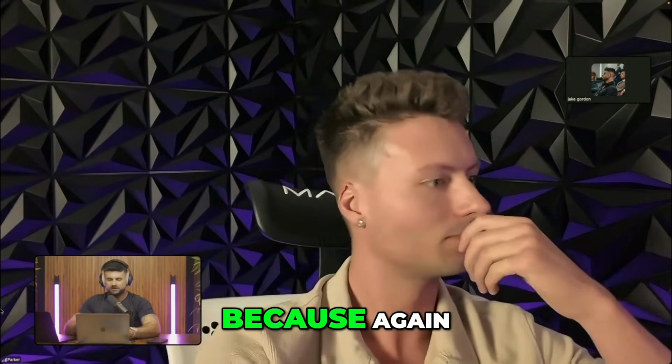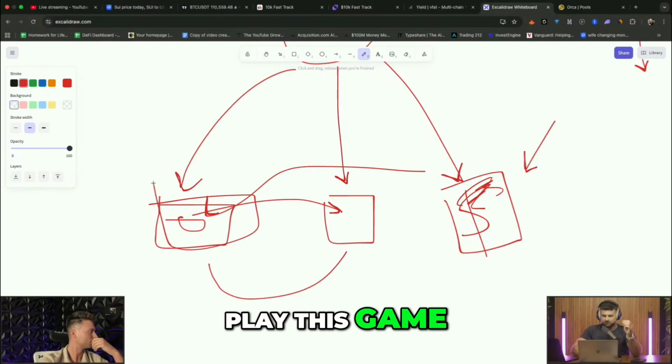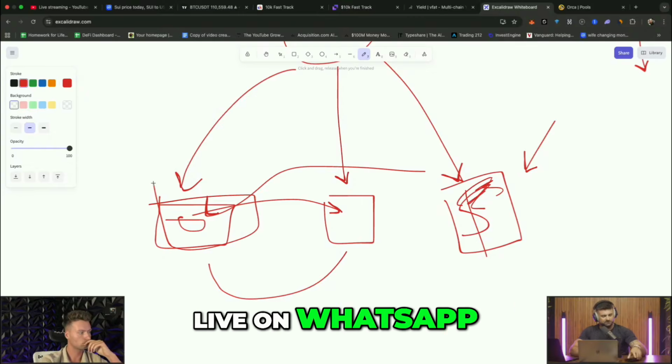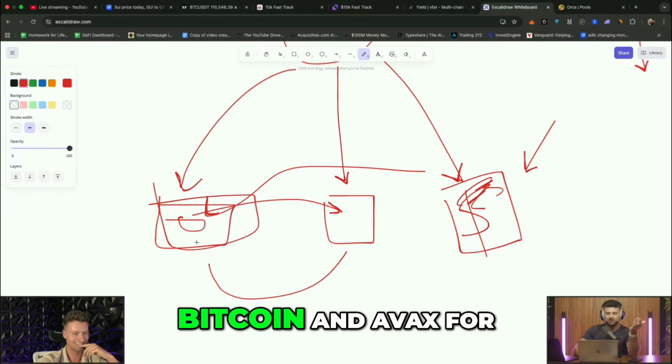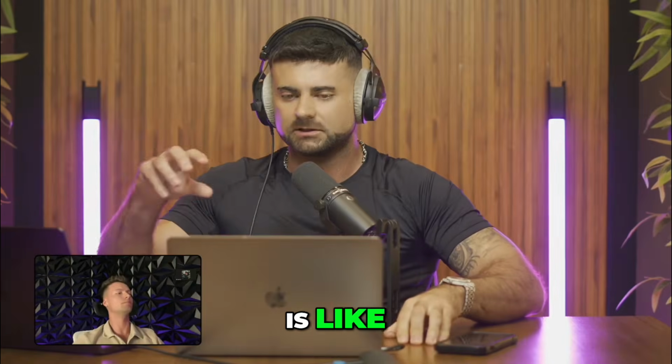You know why it gets better? Because if you come back to what we drew here and you decide to play this game, delaying gratification, so many people are texting me saying they can watch me live on WhatsApp. Basically, you have more Bitcoin AVAX for the bull run. So even if Bitcoin is at 110K right now and it goes up to 140, 150, the 1.6 is like you made a little bit more.